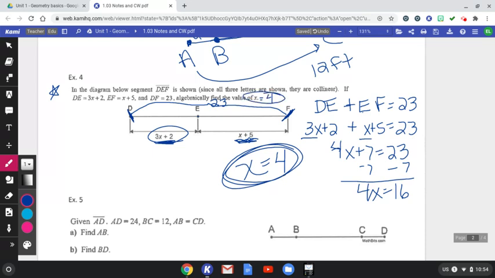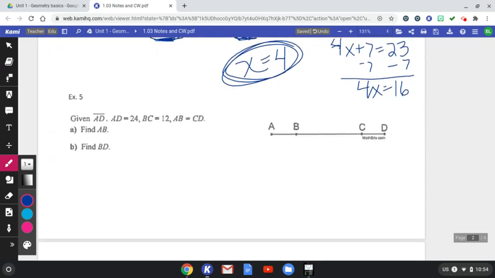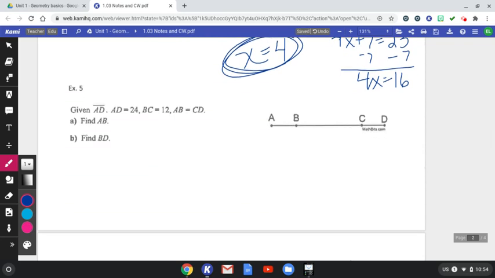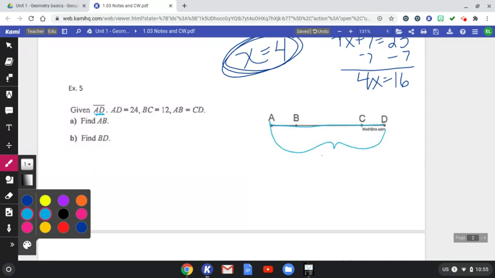Okay, so that's exercise 4. Exercise 5 is a picture, and they give us some information. Given AD, so A to D is a whole long segment going straight, the whole measure from A all the way down to D. So I'm doing this funky bracket to tell me that from point A to point D is a whole measure of 24.